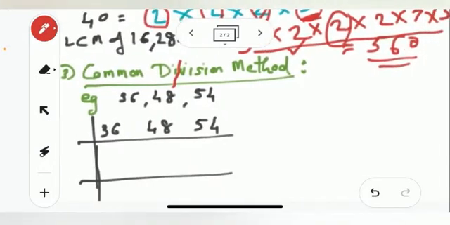The next method is the common division method. In this method we find the smallest prime number which exactly divides the given numbers. So we will find one number, the smallest prime number, which will divide all the 3. Now all these 3 numbers will be divided by one prime number, and we'll write the quotient below the corresponding number. Suppose I am taking 2 as the lowest prime number.